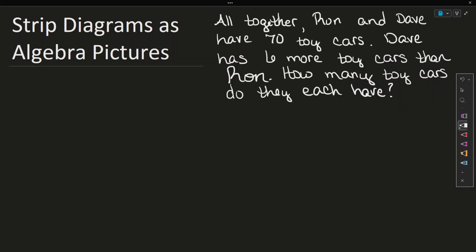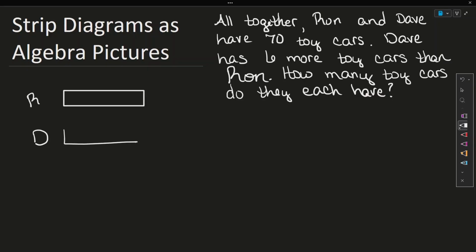Altogether, Ron and Dave have 70 toy cars. Dave has 6 more toy cars than Ron. How many toy cars do they each have? Let's let Ron's amount be 1 strip. So we'll go ahead and draw a rectangle there.